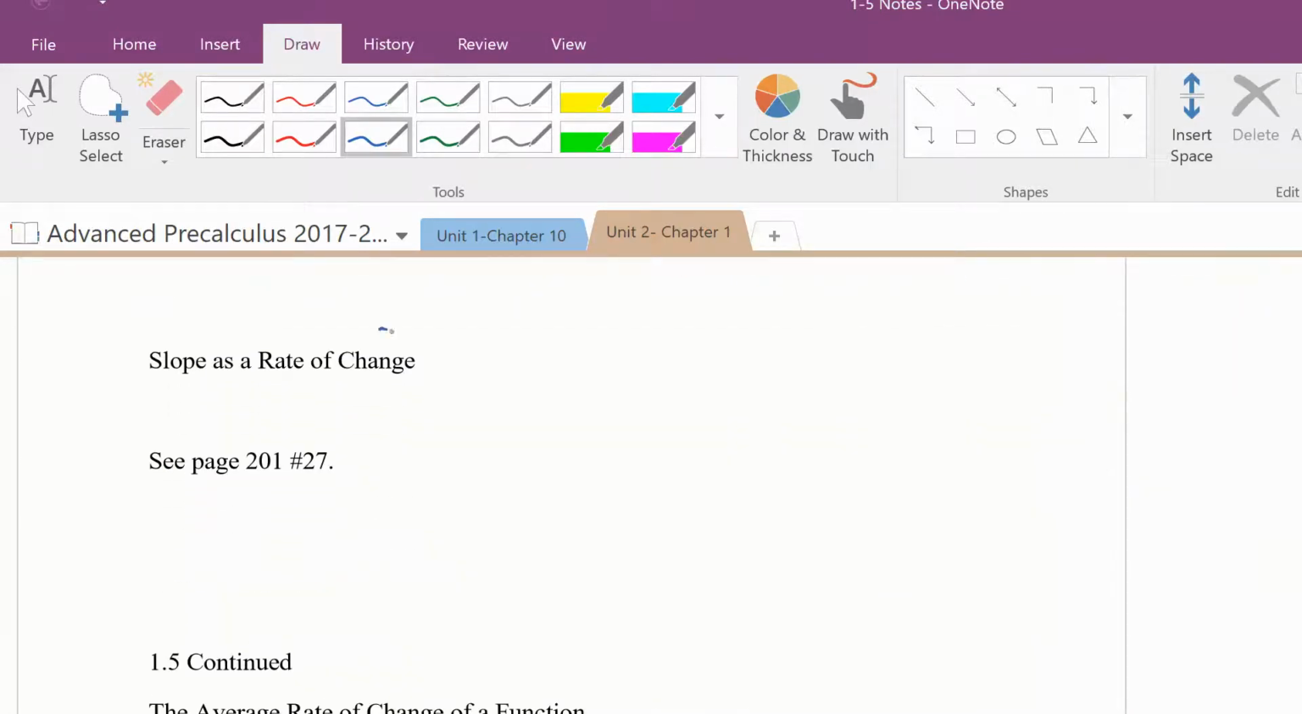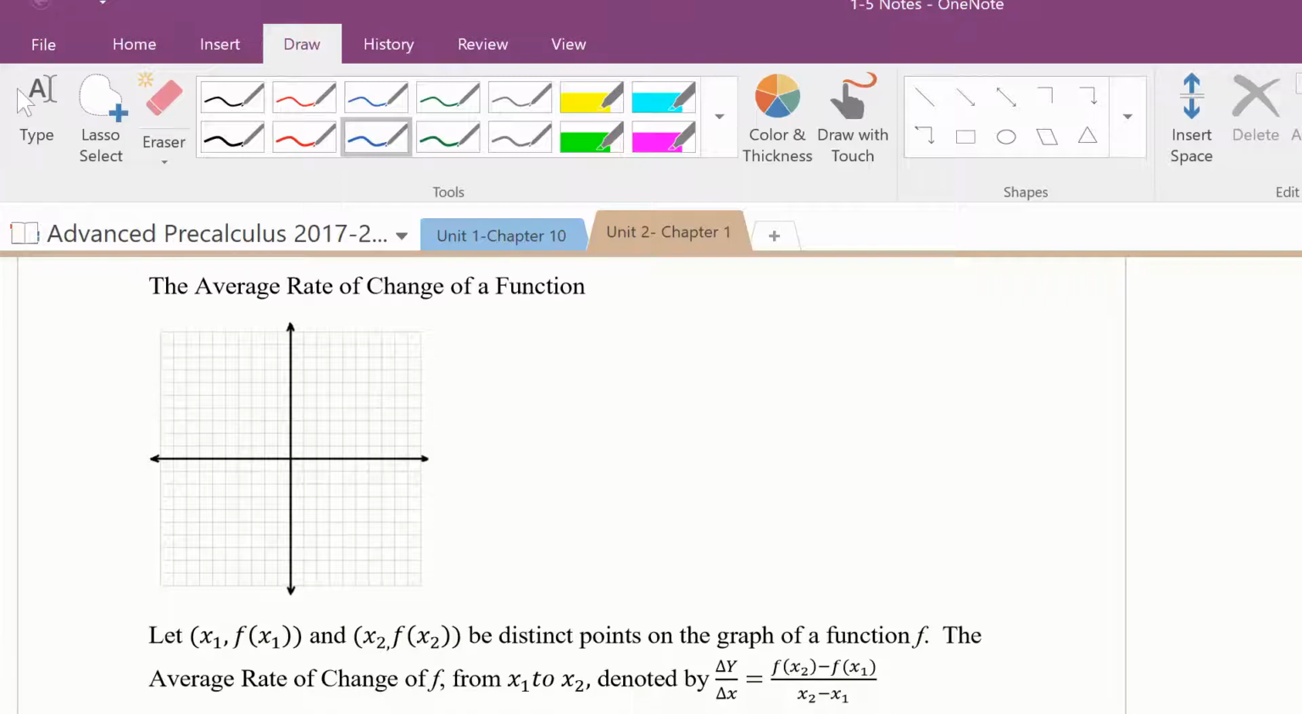Alright, we can forget about that part. Slope is the rate of change. The average rate of change is for a function. What this comes down to is if you have a function that's non-linear, like a parabola. Let's say you had a parabola like this, and you wanted to find the rate of change between 2 points on the curve. You would find the slope of the secant line.